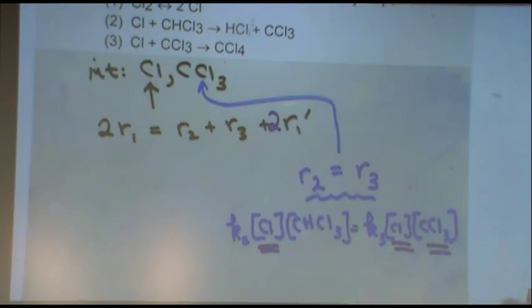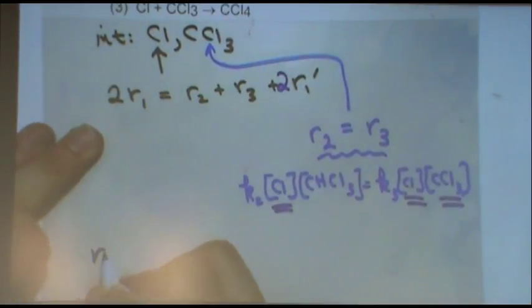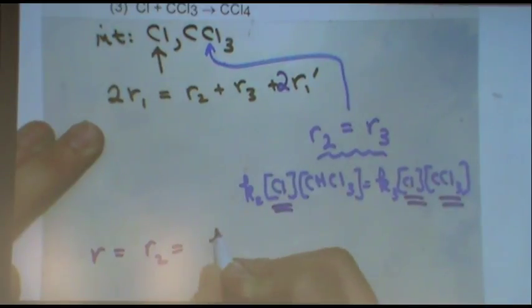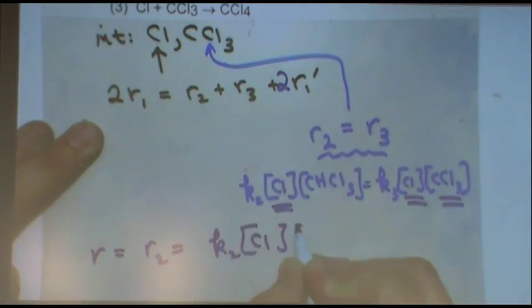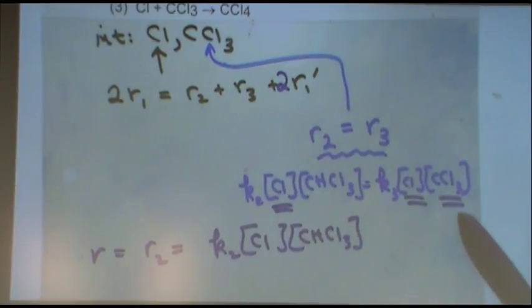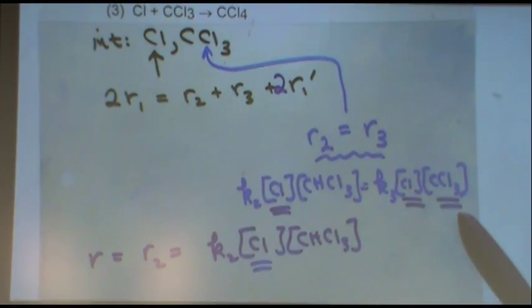So if you had to pick which rate you were going to solve for, rate 2 or rate 3, which one would you pick? Because you know they're both equal. I'd pick rate 2 because it only has one intermediate instead of 2 of them. So let's say the overall rate is equal to rate 2, which is K2 Cl CHCl3. However, using this equation to solve for our one intermediate will not be helpful. This equation was only helpful to tell us that it doesn't matter if I pick rate 2 or rate 3, they're both equal. Let's pick rate 2, it has one less intermediate.